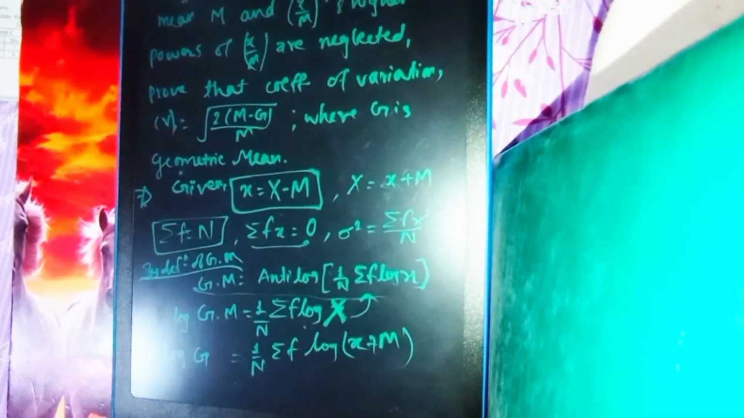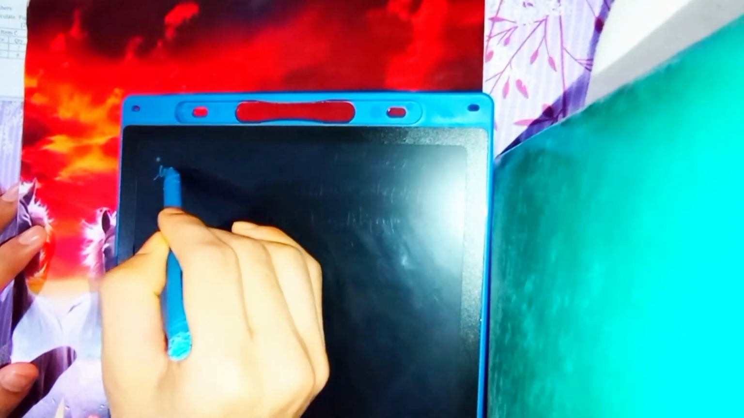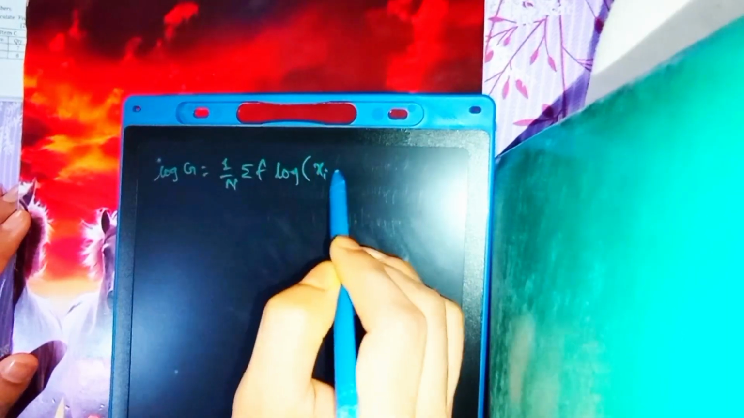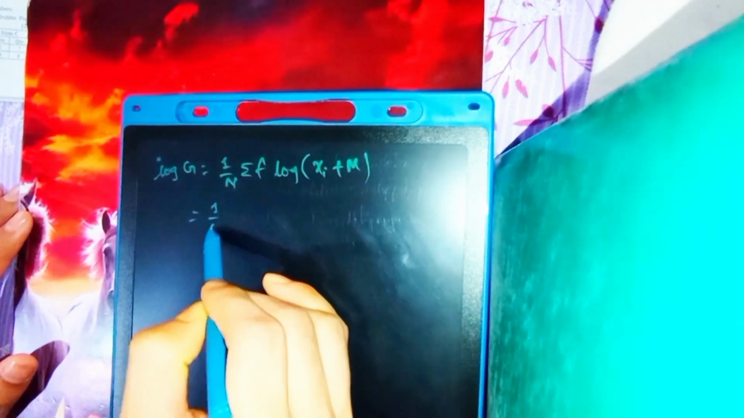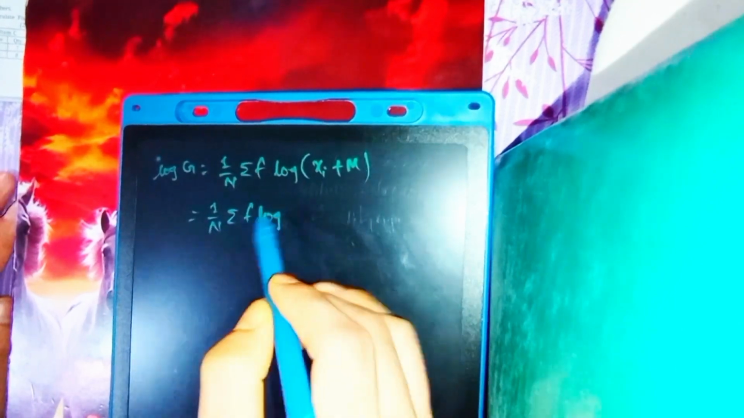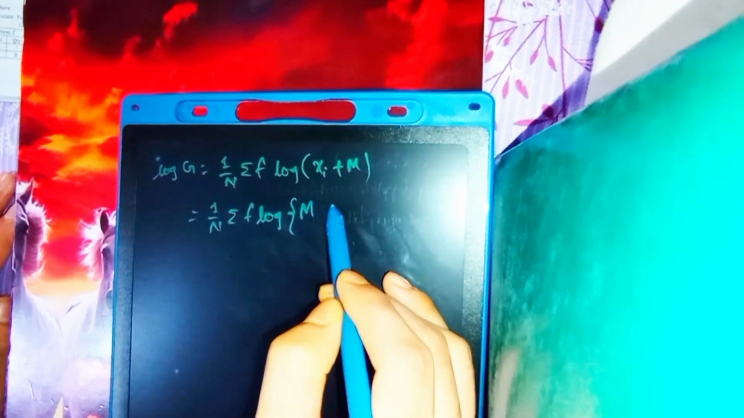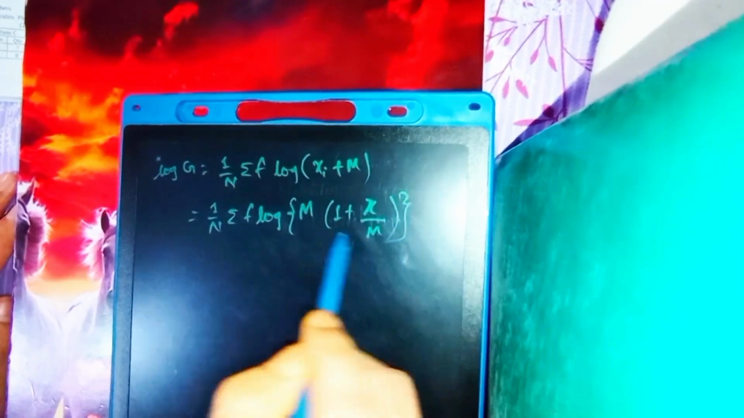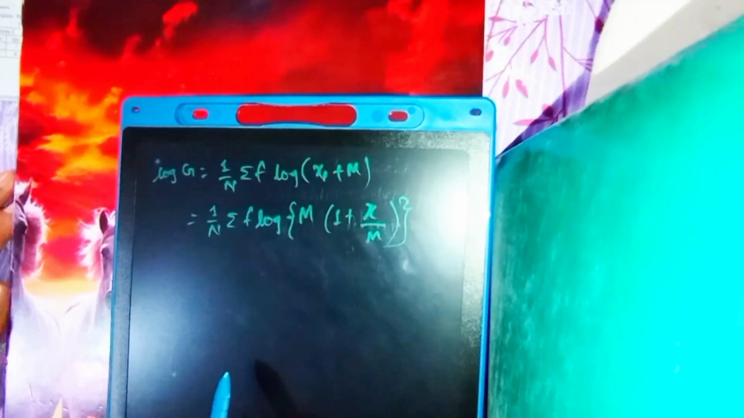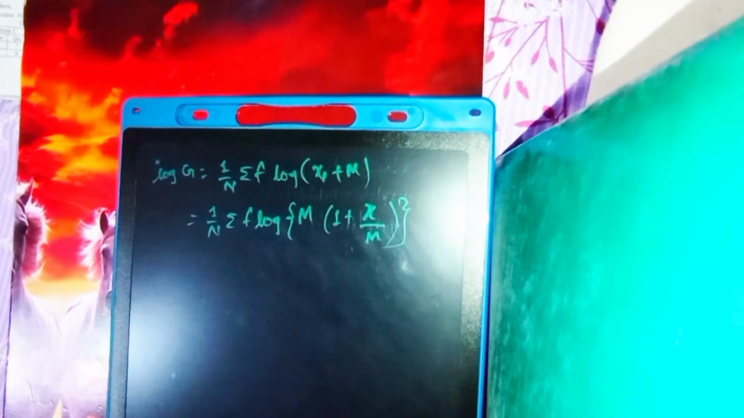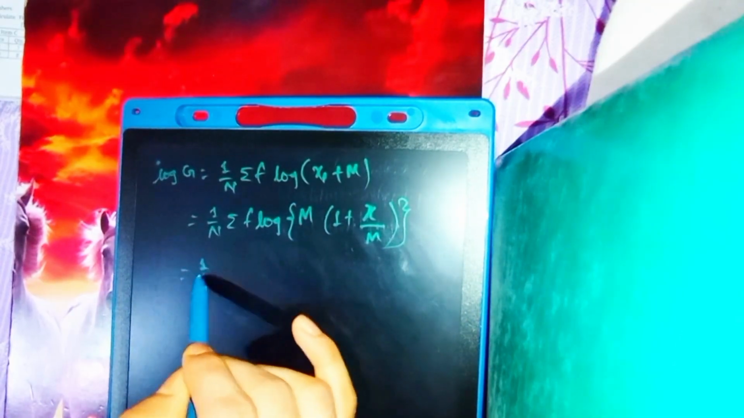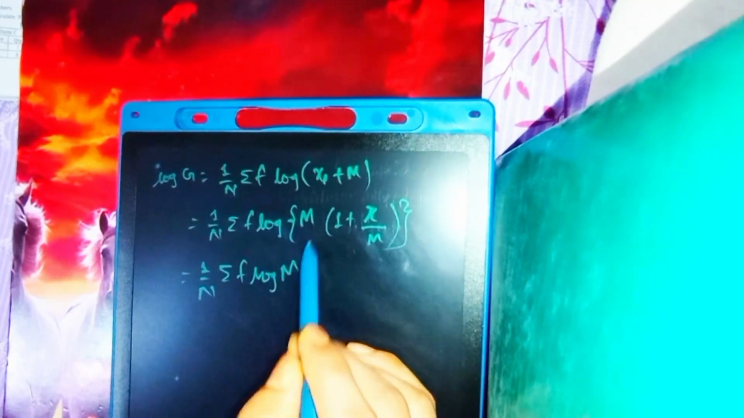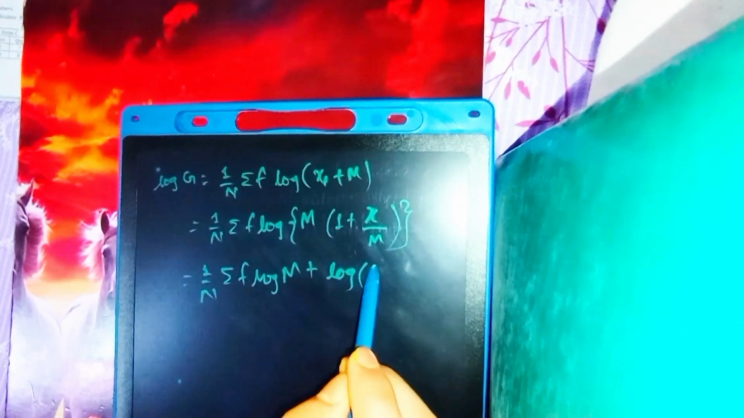Okay, so now we're up to here: log g is equal to 1 by n summation f log xi plus m. And now when we take m common, we will get 1 plus x by m. I write x as the initial term here. It is not necessary; if the question asks us, then we have to write xi. So xi is the initial term, but it is not necessary to write. Now we write 1 by n summation f log m plus log 1 plus x by m.